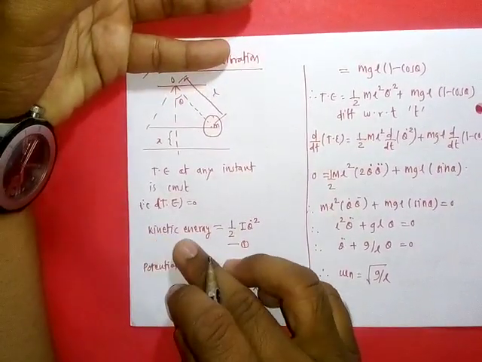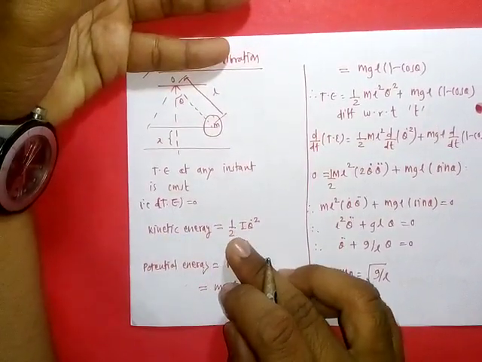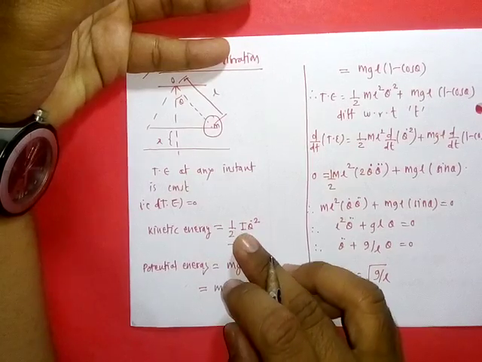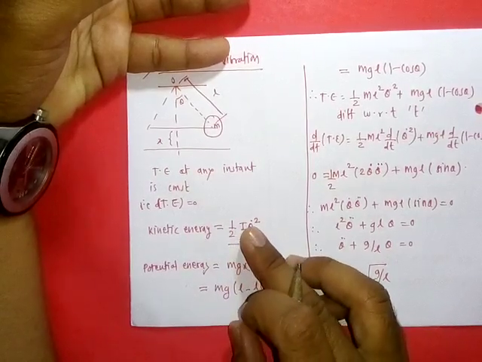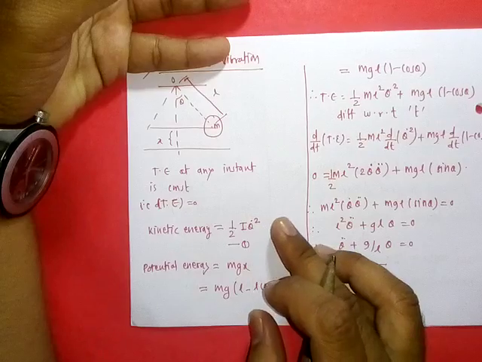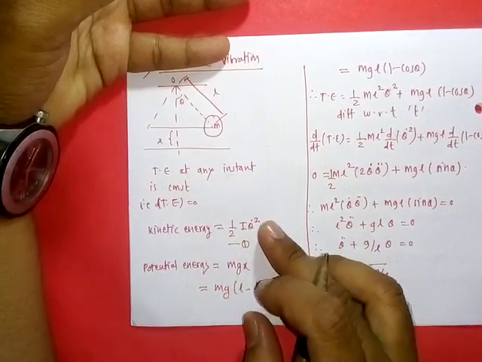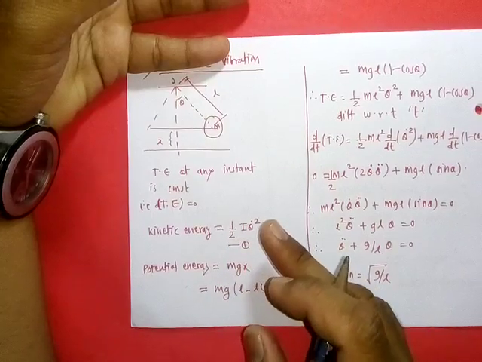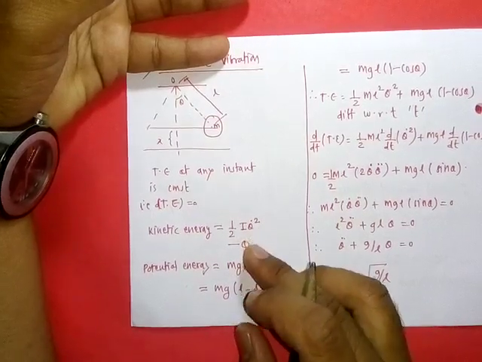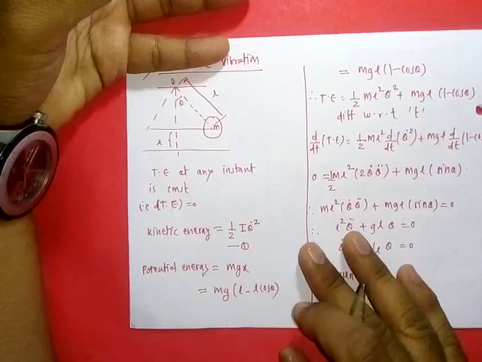Then kinetic energy is equal to 1 half. In case of linear we have seen m x dot square, so in angular we get 1 half I theta dot square. Similar terms for linear and angular motions. So this is one. Now potential energy.